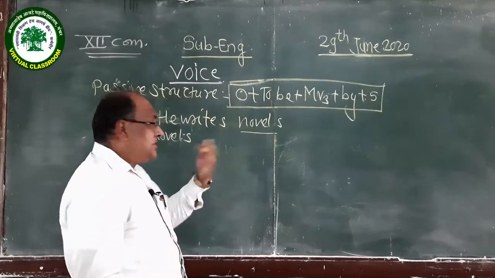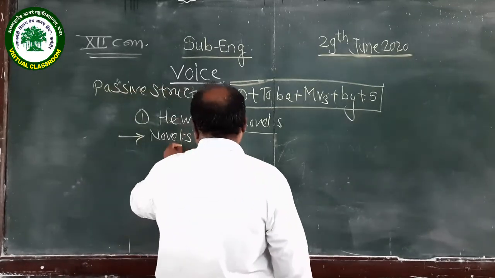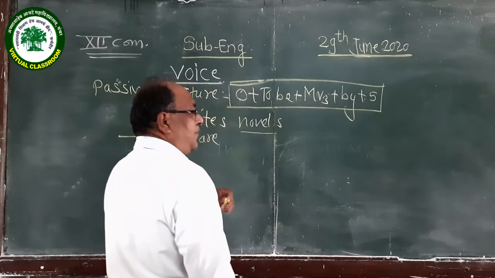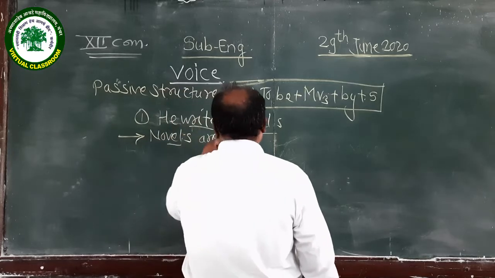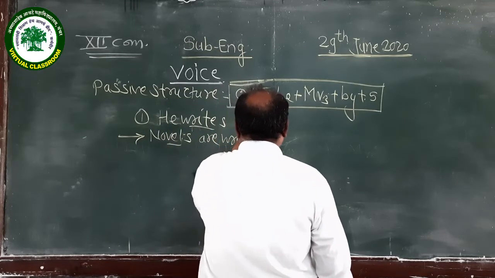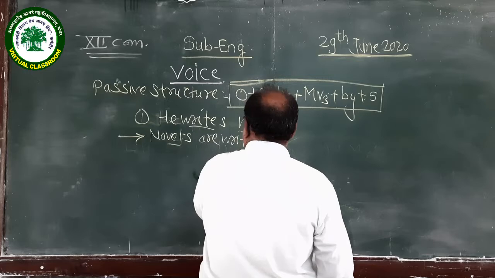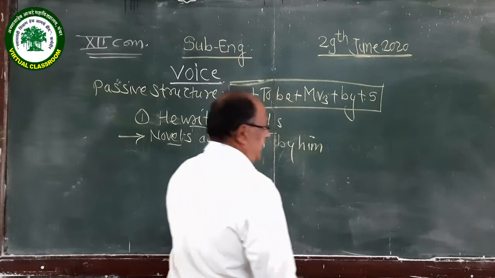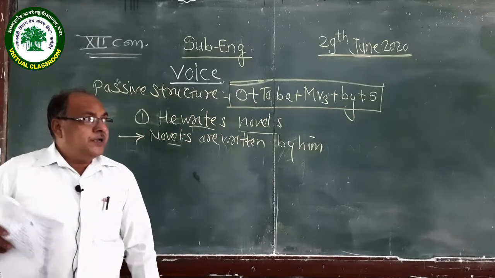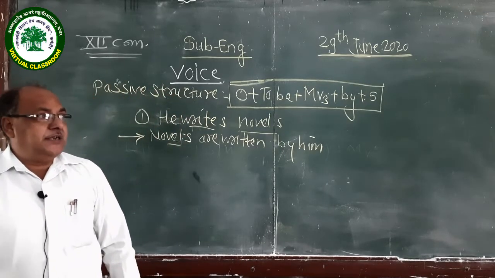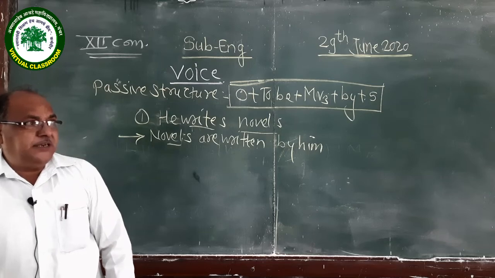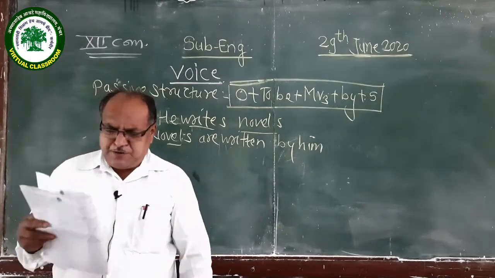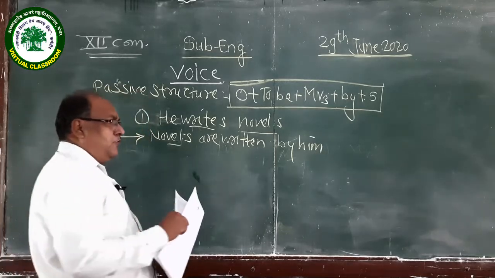This object we make the subject, and novels is a plural form, and that is why we use the to be form are. The past participle of write is written, by him. So in this way we should change a sentence in simple present into passive form, transforming into the passive structure.